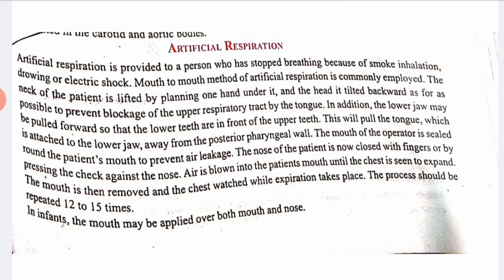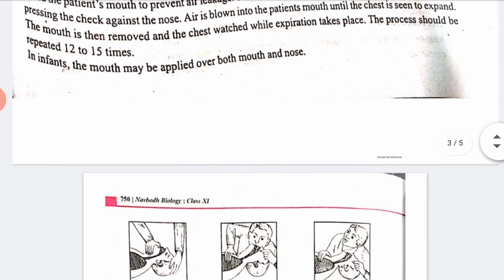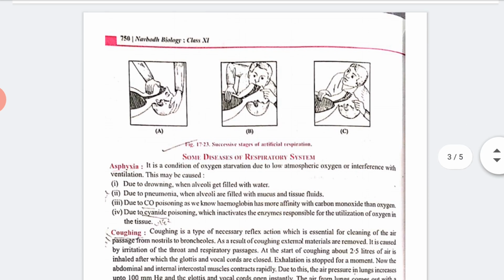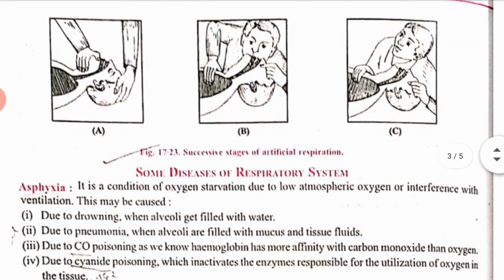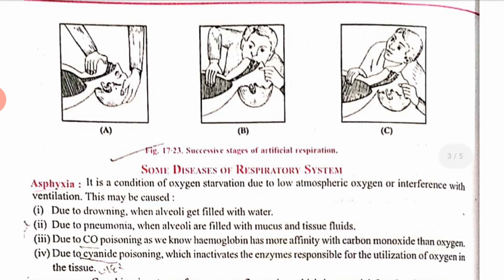The mouth is then removed and the chest is watched while expiration takes place, and the process should be repeated 12 to 15 times. In infants, the mouth may be applied over both the mouth and nose. You can see in this picture the successive stages of artificial respiration.